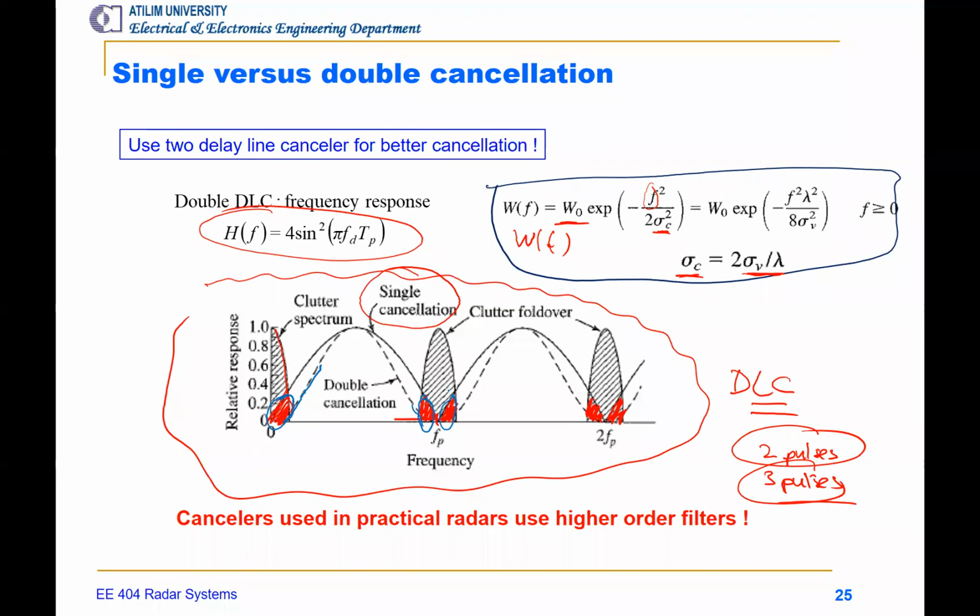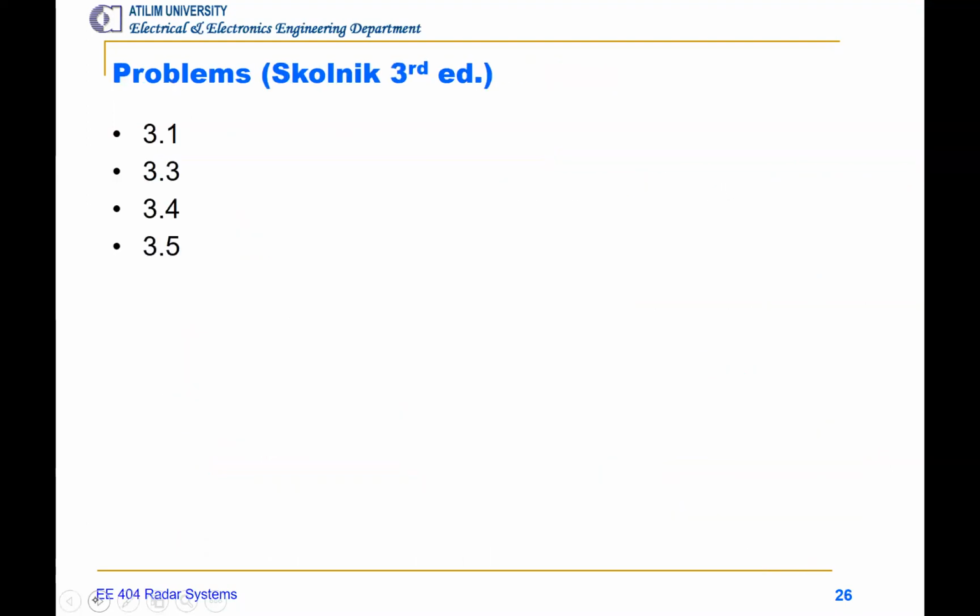We can increase the number of pulses. Instead of taking 3 pulses, you can take n pulses, which makes this response sharper. So you can eliminate clutters around 0 and NFP. Okay, this was the end of the presentation. There are problems from Skolnik's book, problems 1, 3, 4, and 5. Please study the subject well and then attempt to solve those problems.